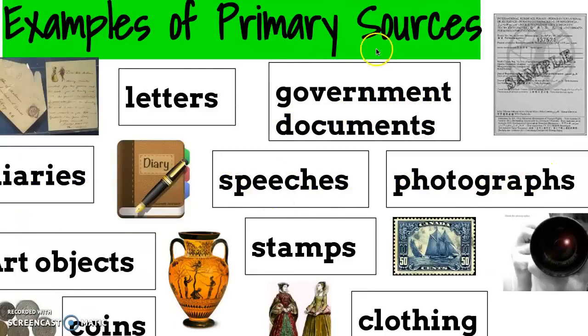Some examples of primary sources would be letters, government documents like the Constitution, the Bill of Rights, the Declaration of Independence, diaries, speeches, photographs because they were taken at the time, art objects or things created during that time period, stamps, coins, and even clothing are great examples of primary sources.